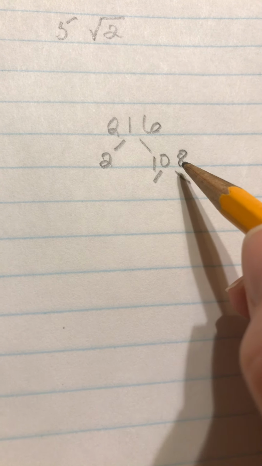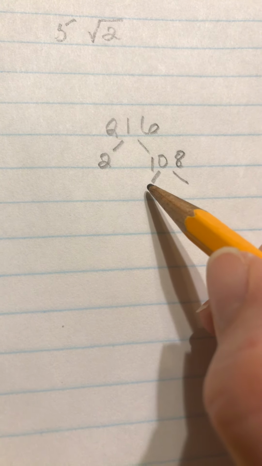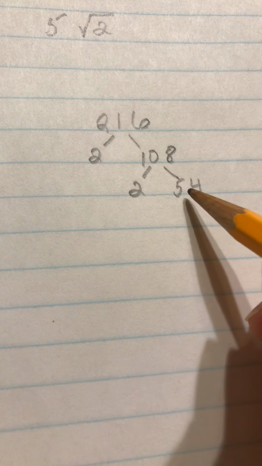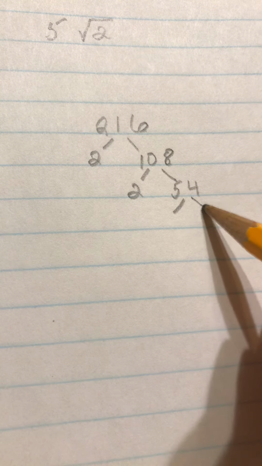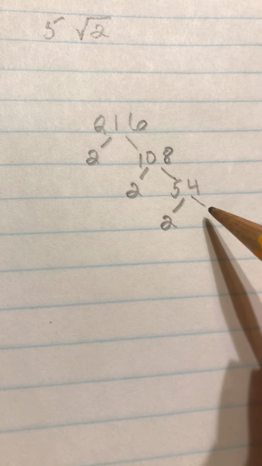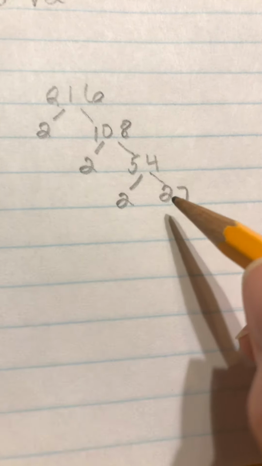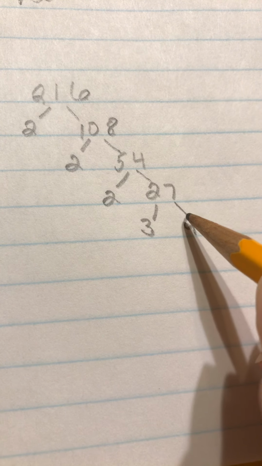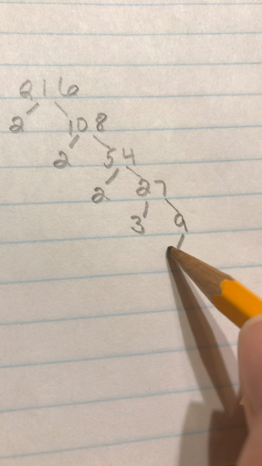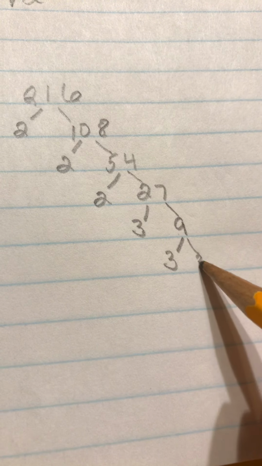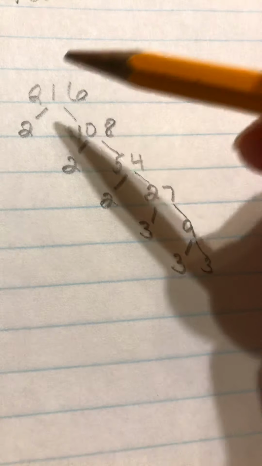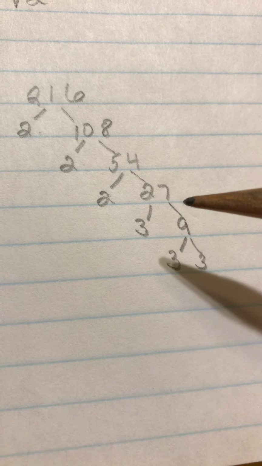This 108 is not prime. I know that the 8 is an even number, so I know it's divisible by 2. Keep going. I know that 54 is an even number, so it's divisible by 2. So that's 27. Not done. 27's not prime. I know that can be divided into 3 times 9 is 27. Then that 9 is 3 times 3. So there's three 2s and three 3s.